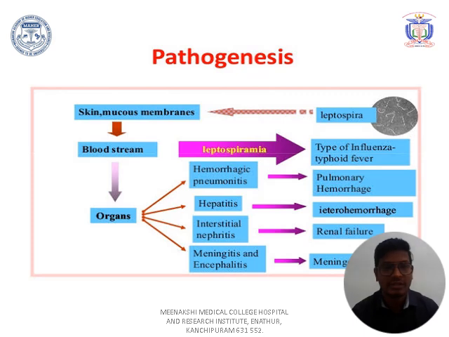Pathogenesis: the Leptospira species enters through broken skin or mucous membrane into the bloodstream, and thereby reaches organs. After entering the blood, it causes leptospiremia, with a typical influenza or typhoid type of fever. When it enters organs, in the lungs it causes hemorrhagic pneumonitis followed by pulmonary hemorrhage. In the liver, it causes hepatitis followed by ectohemorrhage. In the kidney, it causes interstitial nephritis followed by renal failure. In the brain, it causes meningitis and encephalitis, followed by meningoencephalitis.